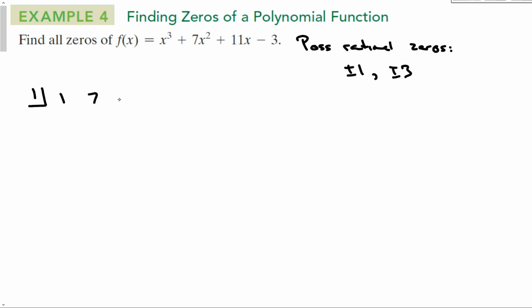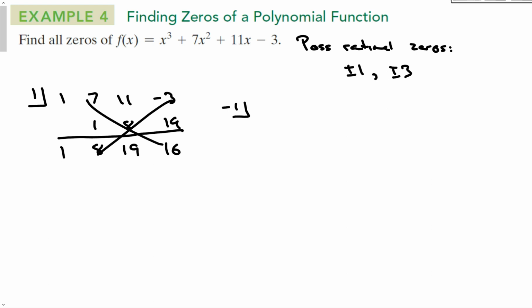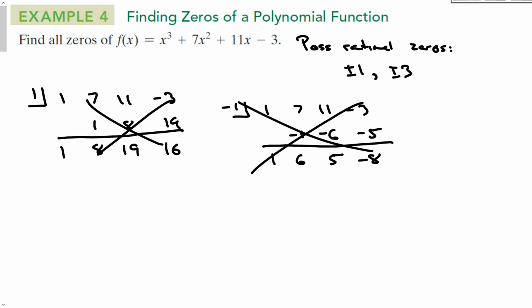So we got 1, 7, 11, negative 3. Synthetic division: 8, 19, and not 0. No good. Let's try negative 1. 1, 7, 11, negative 3. Bring down the 1. Multiply. Add, we get 6. Multiply, get negative 6. Add, we get 5. Multiply, we get negative 5. And add, we get negative 8. No good.